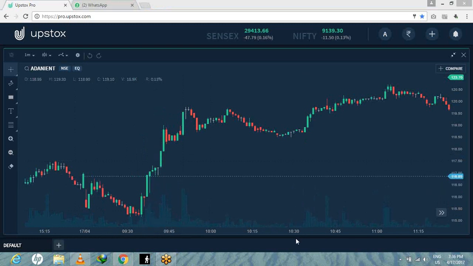And for example, if you had given a trade, or if you wanted to enter at this level, you could have easily booked the profit up to this, which is a very good profit, around 3 or 4 rupees. It comes around 119.5, so it's almost 4 rupees profit, which is very good.